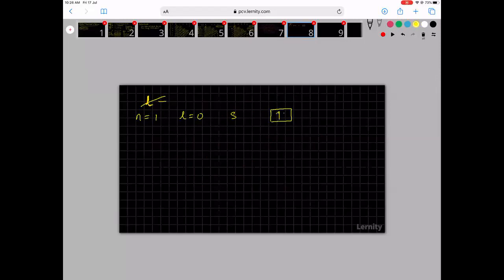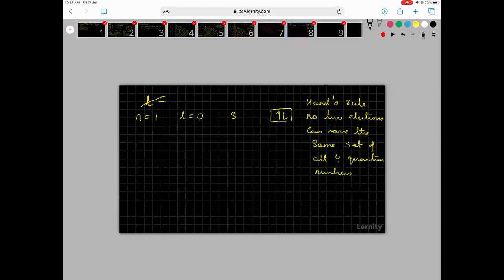Now, according to Hund's rule, H-U-N-D, no two electrons can have the same set of all 4 quantum numbers.